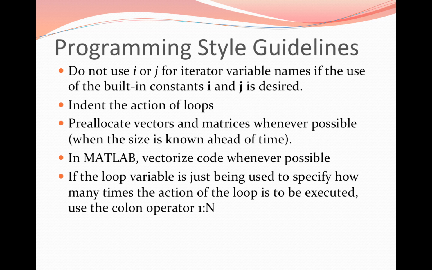Programming style guidelines are things that are good ideas. In for loops, you should not use the names i or j for iterator variables if you want to use the built-in constants i and j for the square root of -1. You should always indent the action of your loops so that it's easy to see what they are.